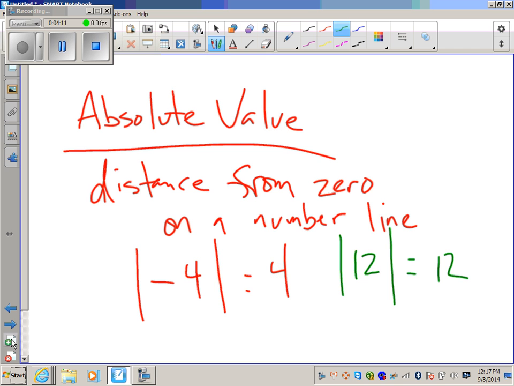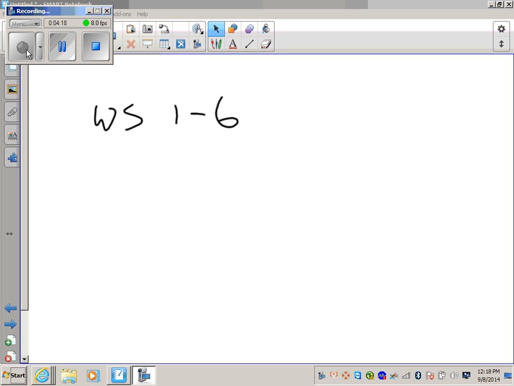Your worksheets. Very much review. Okay, 1-6. Name the integer represented by each point on the number line. Where would we find point A? Good. Negative 8.